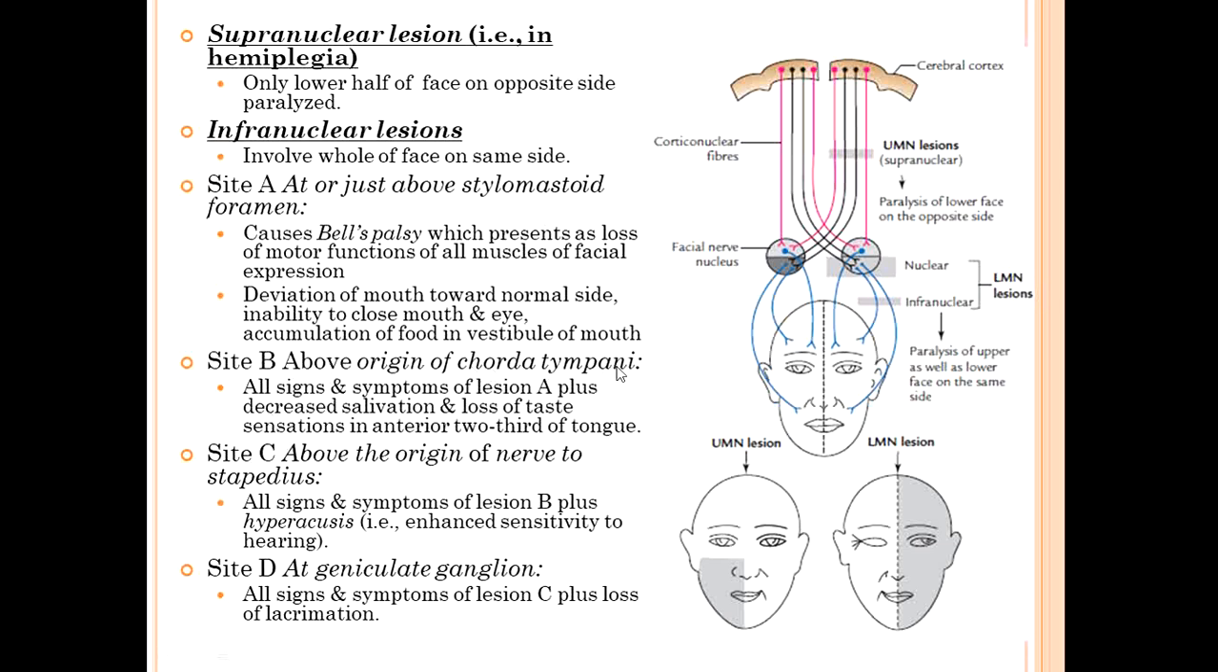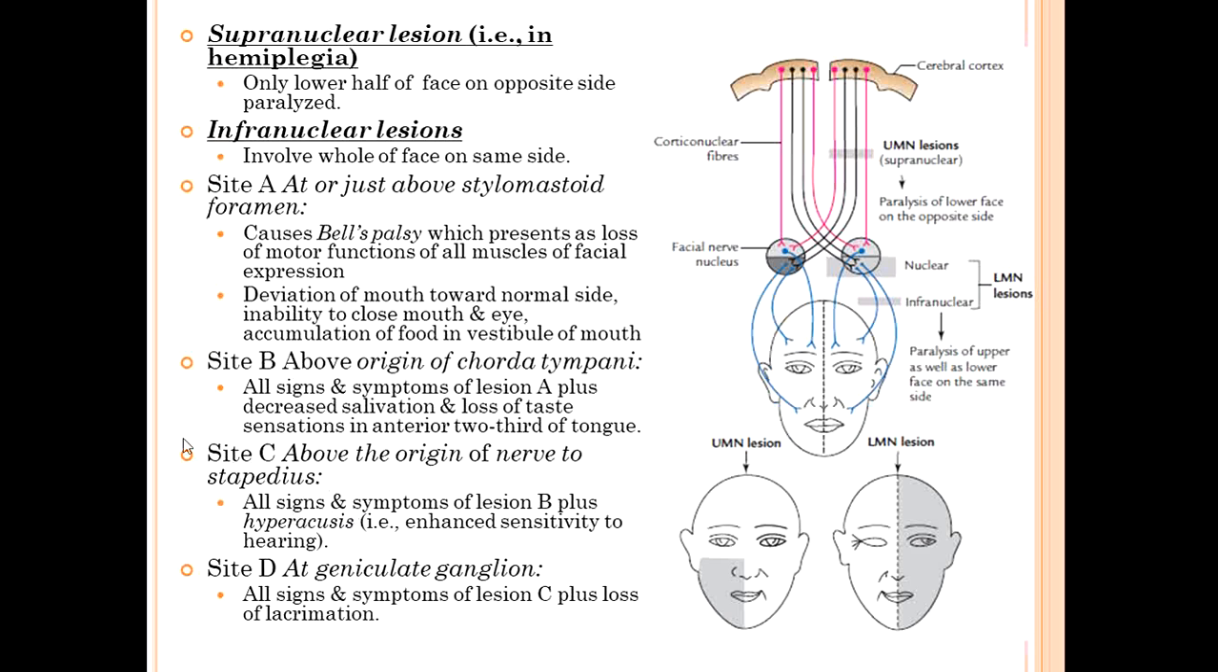Site B is above the origin of chorda tympani. So here along with the features of site A, there will be decreased salivation and loss of taste sensation in anterior two-thirds of tongue. Site C is above the origin of stapedius. So here features of site A, features of site B, and there will be hyperacusis, that means increased sensitivity to hearing. Okay, even a small sound you will be able to hear more.